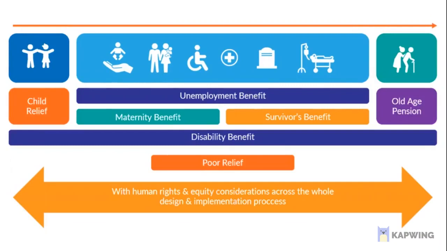It means that when people are of working age, they are protected from the risks that are specific to working life, such as unemployment, maternity, work injury, and so on. It means that when people become too old to work, they will still have an income in the form of a pension. Some social benefits are important across the life cycle, such as benefits for the disabled or access to healthcare. Human rights and equity considerations must be taken into account across the whole policy and program design and implementation process.